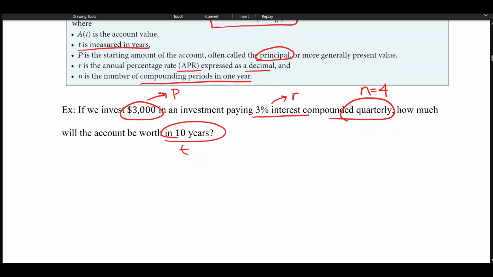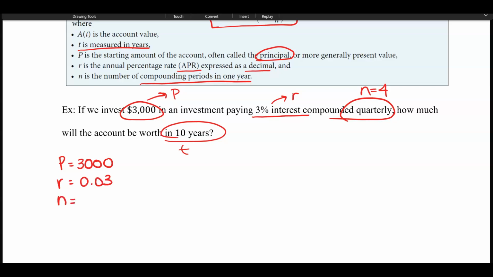Okay, so let's go ahead and I always start this off by writing out all the variables. Even though I identified them in the statement here, let's do P is going to be equal to 3,000. We have our R, that's going to be 3%. So 3% as a decimal is going to be 0.03.